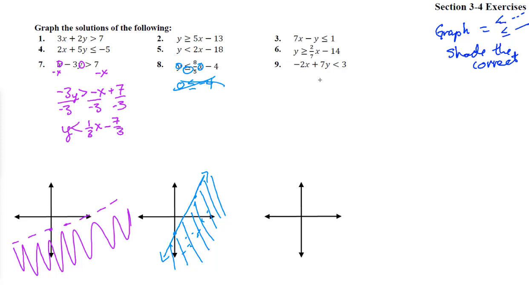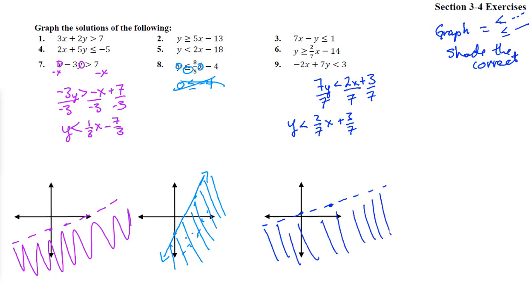Get y by itself. Add 2x to the other side. So 7y is less than 2x plus 3. Divide by 7, divide by 7, divide by 7, and we're left with y is less than 2/7 x plus 3/7. So up at 3/7, kind of small there, and then up 2 over 7. Dashed or solid? It is a dashed line because we don't actually want the line as part of the answer. And then y is smaller than, so we go down this way. There we go. All of this side is all colored in. Excellent.